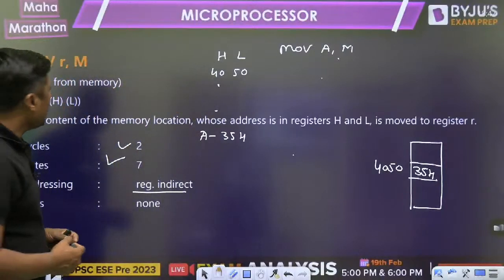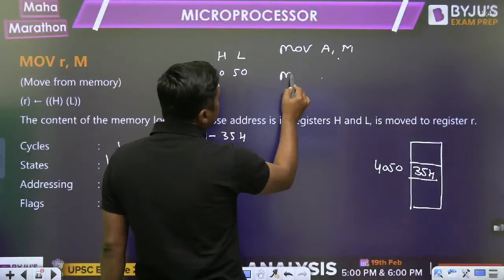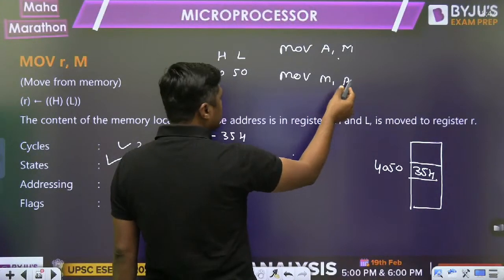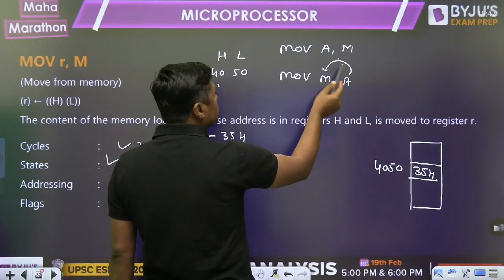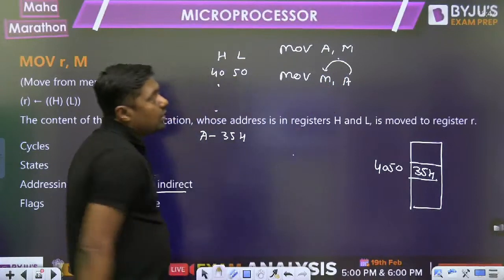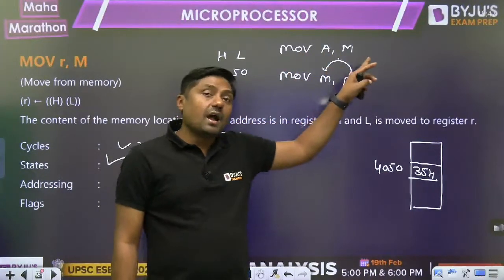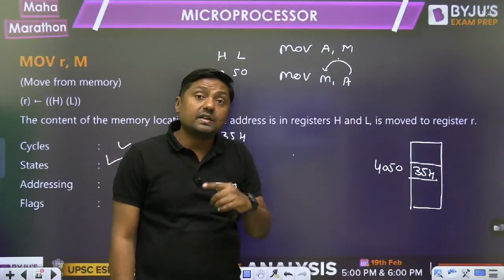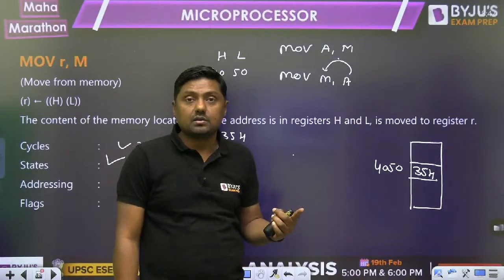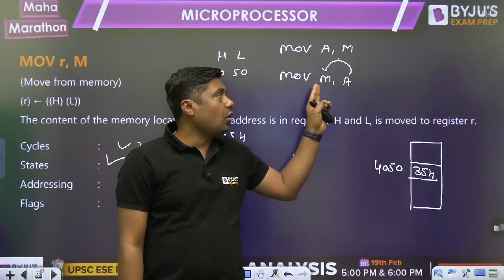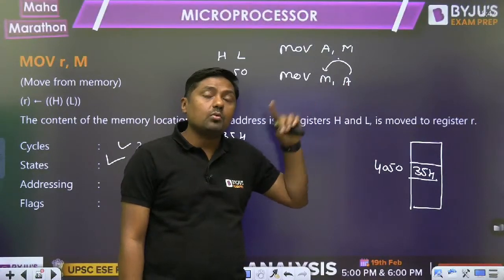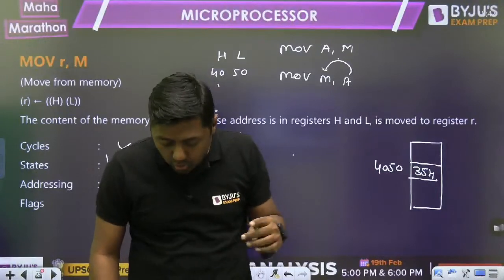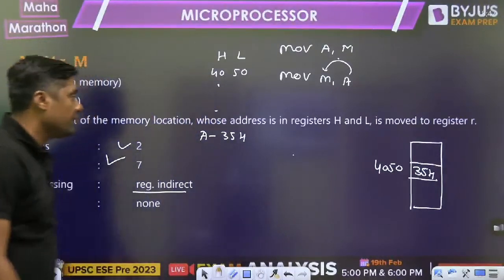When I am writing MOV M, A, it is the opposite: the data of the accumulator is written to what? Memory. When the data transfers from memory to the microprocessor, that is called a memory read operation. And when the data transfers from the accumulator to memory, the accumulator being a part of the microprocessor, then it is called a memory write operation.